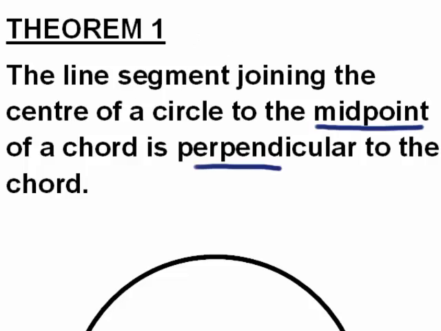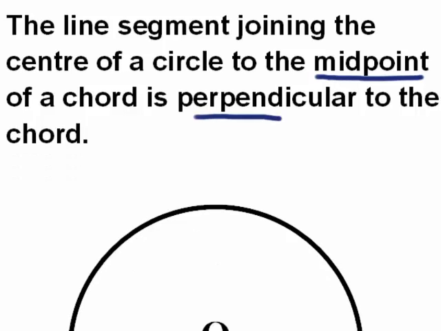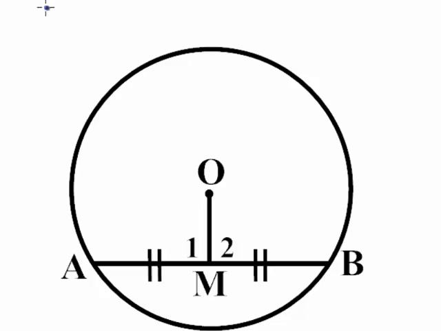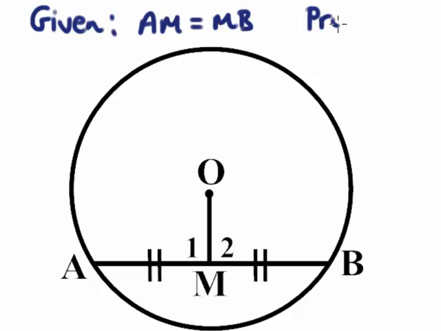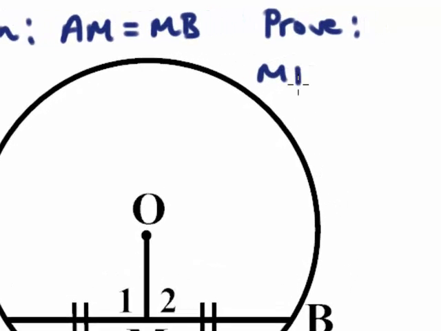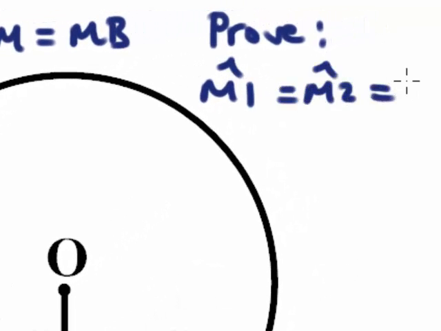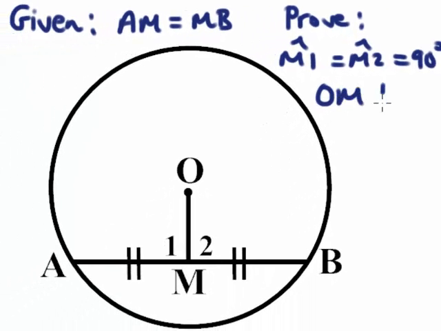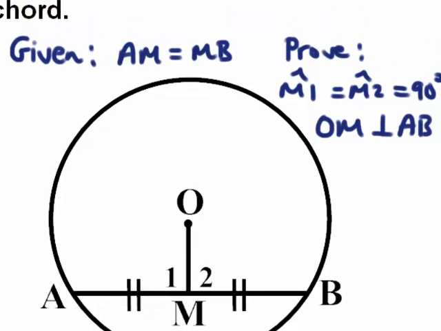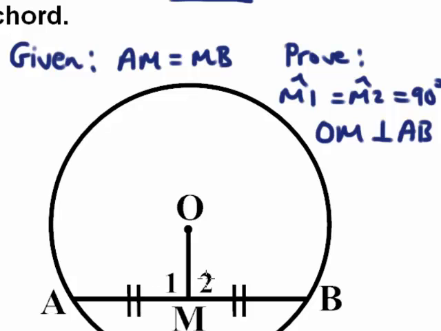In an exam, they'll say to you, prove the theorem which states that the line segment joining the center of a circle to the midpoint of a chord is perpendicular to the chord. So let's have a look at a circle here. What are we given? Automatically you can see that AM is equal to MB. And what do you want to prove? You want to prove that M1 is equal to M2 is 90 degrees. In other words, that OM is perpendicular to AB. So you're given that AM is MB, and you want to prove that M1 equals M2 equals 90 degrees. In other words, OM is running at right angles to AB.